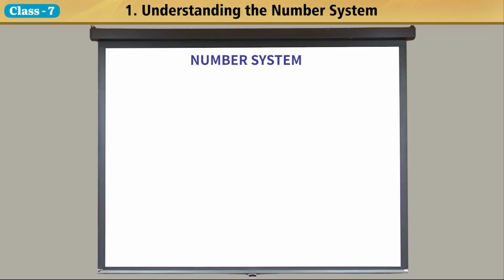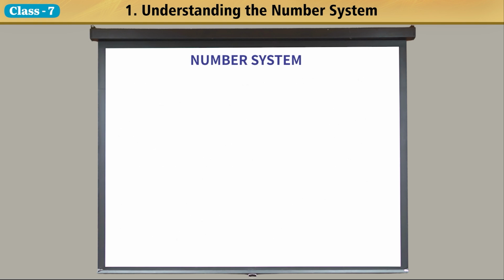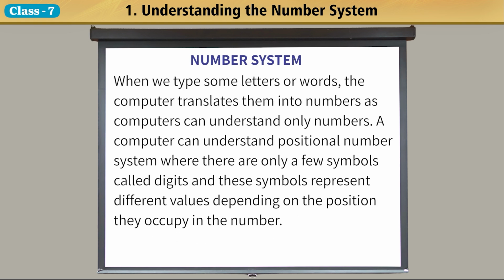Number system. Characters in the computer are represented in the form of electronic pulses. Two pulses that are used to represent basic numbers are 0 and 1. Absence of pulse represents 0, and presence of pulse represents 1. Number system is a way to represent numbers in a computer system. Every value that we are giving to or getting from computer memory has a defined number system. When we type some letters or words, the computer translates them into numbers as computers can understand only numbers.